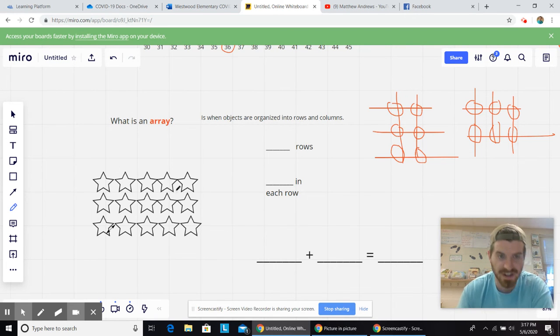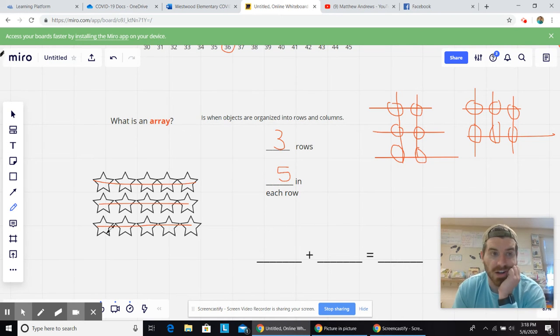So look at these stars right here. They have been put into rows. How many rows? Well, think about how many lines, how many horizontal lines have these objects been put into? Well, here's 1 row, 1 line of objects, 2 rows, 2 lines of objects, and 3 rows, 3, all going this way. So there's 3 rows here. And it wants to know how many is in each row. There's 1, 2, 3, 4, 5 in that row, 5 in that row, 5 in that row.